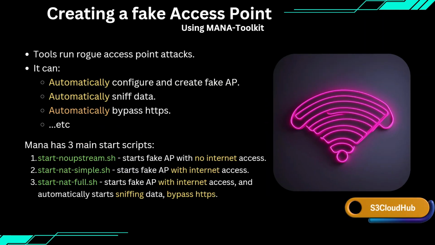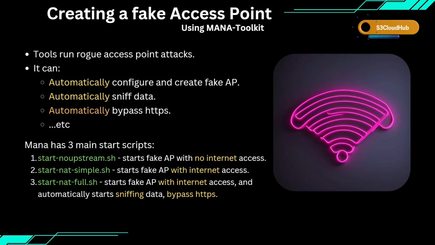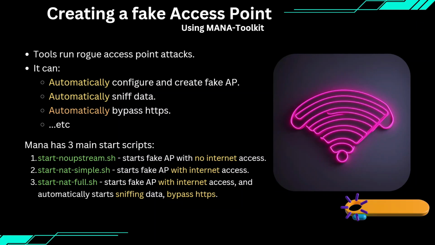Start-noupstream.sh. This creates a fake access point without internet access, which is not very useful for our purposes. Start-nat-simple.sh. This sets up a fake access point with internet access. Next, start-nat-full.sh. This also provides internet access but tries to automatically sniff traffic, which often fails. I recommend starting with nat-simple and then launching another terminal to run BetterCap for sniffing data and bypassing HTTPS, as we have shown in previous videos.